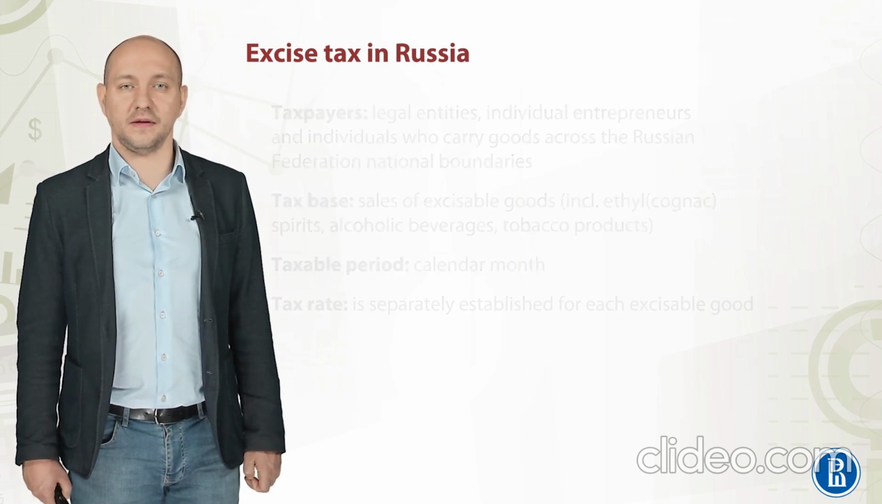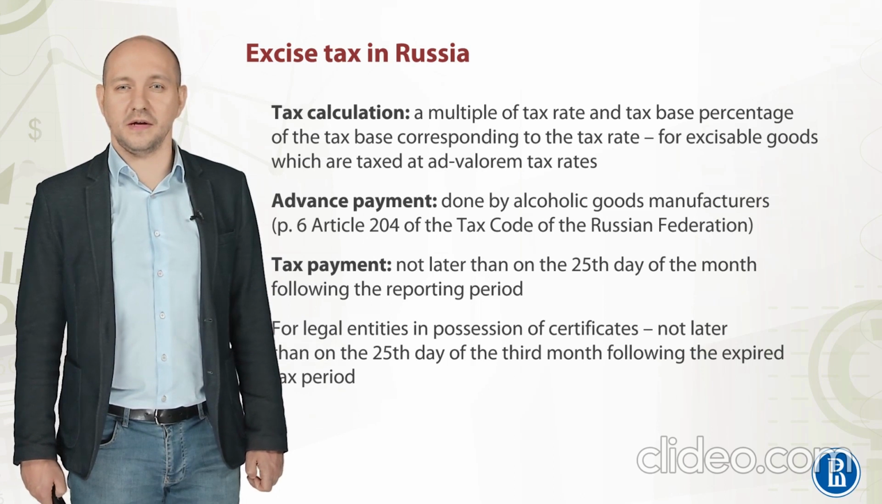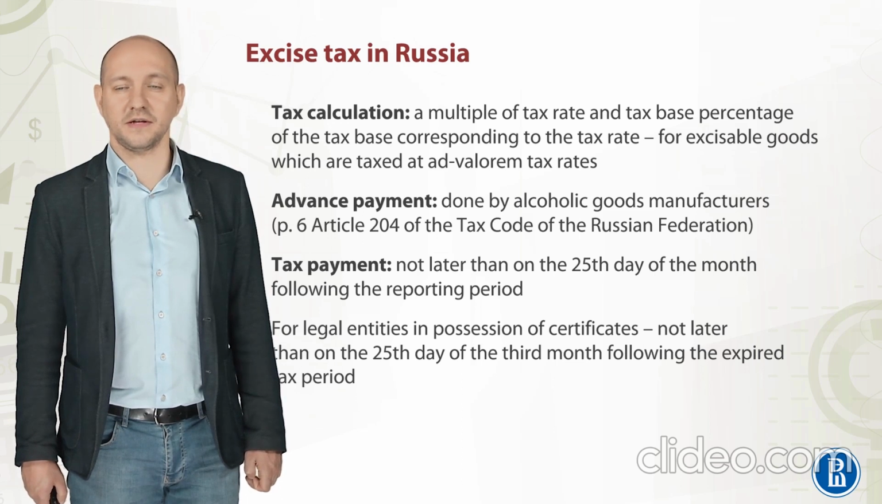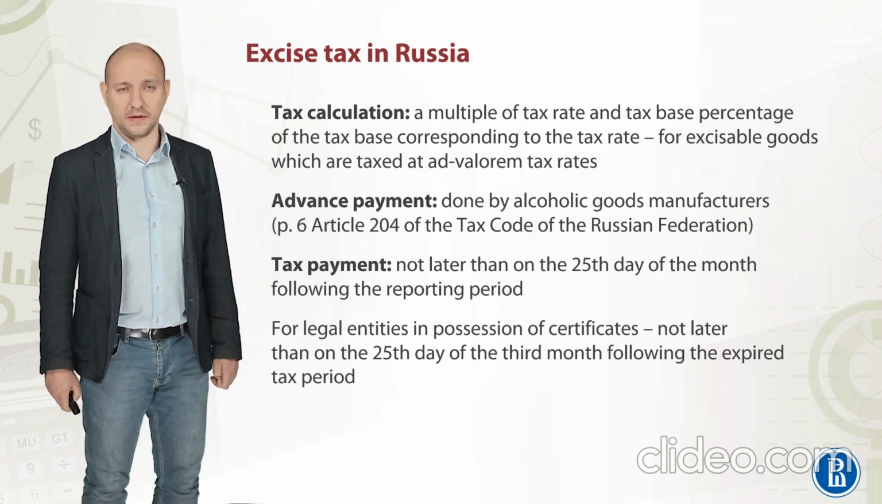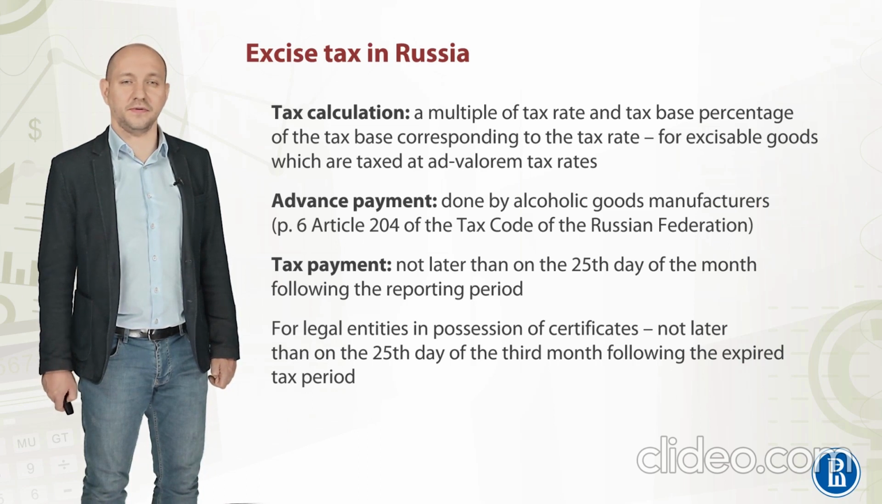To get the tax amount that you need to pay, a multiple of tax rate and tax base is used, with the percentage of the tax base corresponding to the tax rate used for excisable goods which are taxed at ad valorem tax rates. Advance payments are done by alcoholic goods manufacturers, for instance. Tax payment should be completed not later than on the 25th day of the month following the reporting period for legal entities and possession of certificates, and then not later than on the 25th day of the third month following the expired tax period.